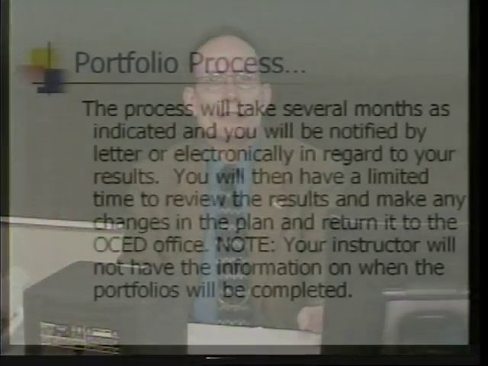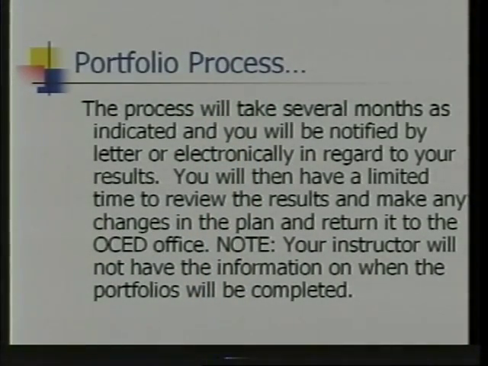As we indicated before, the process will take several months. You'll be notified by letter or electronically in regard to your results. You'll have a limited time then to change anything on your plan. For instance, you might have chosen a couple of different courses, and you put them in your draft plan, you wrote them down, and you turned them in to your instructor in this 4350. After you get your results, you change your mind. Say, you know, I think I'm going to go to law school. I'm going to take a couple of political science courses. Or I'm going to do this or that, and you've changed your mind.